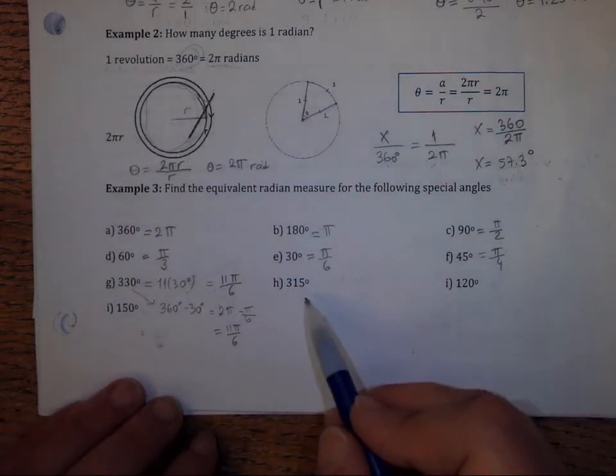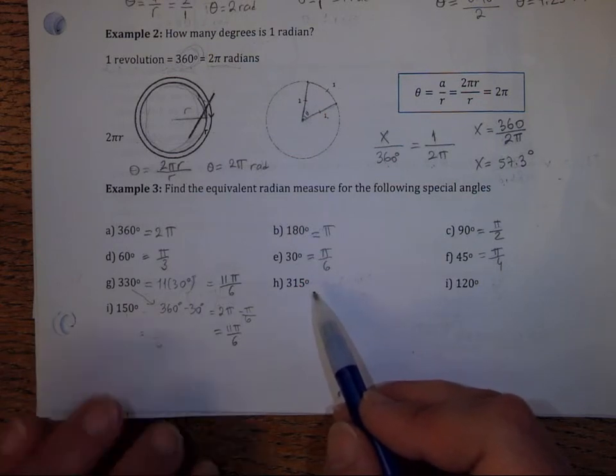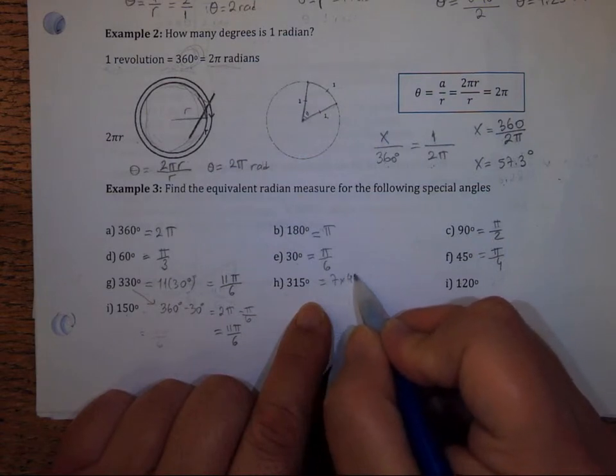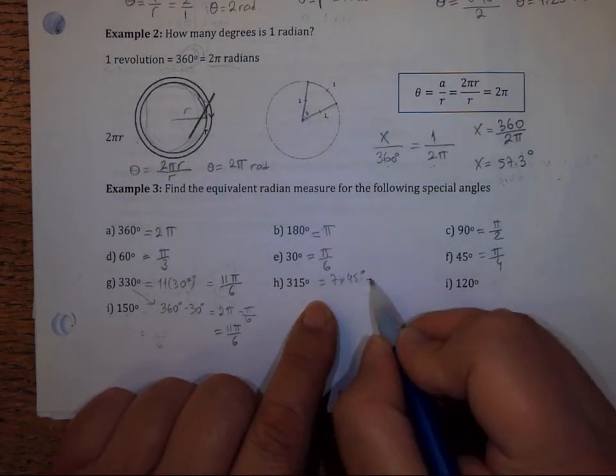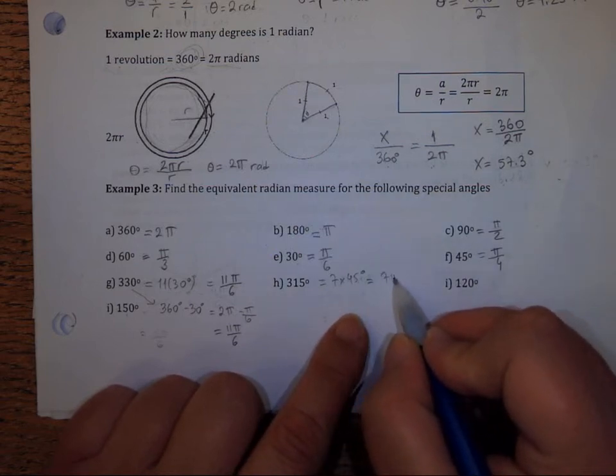How about 315? 7 pi over 4, right? You can say this equals 7 times 45 degrees, correct? 7 times 45 degrees gives you 7 pi over 4.